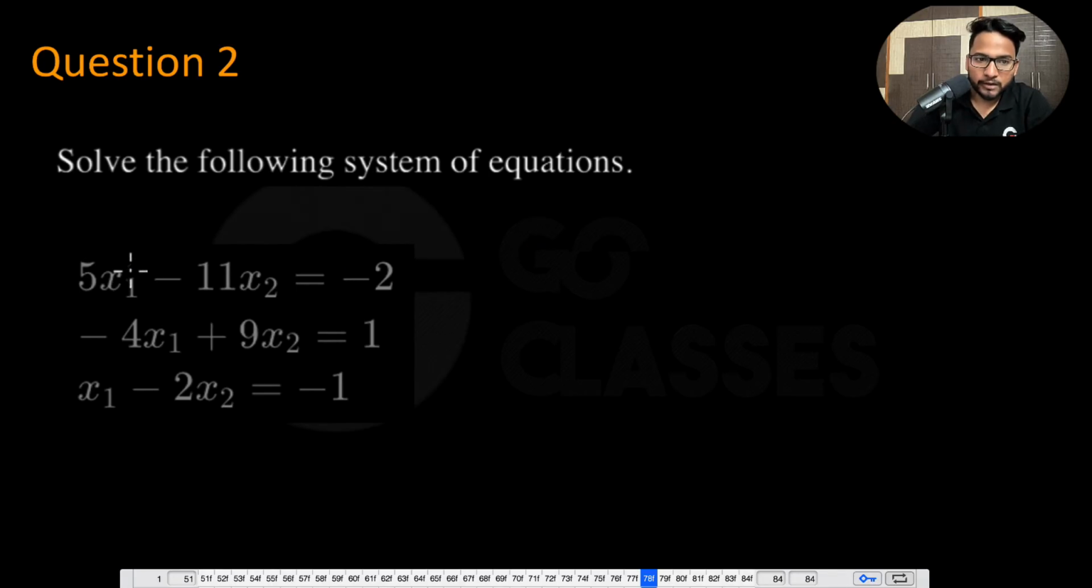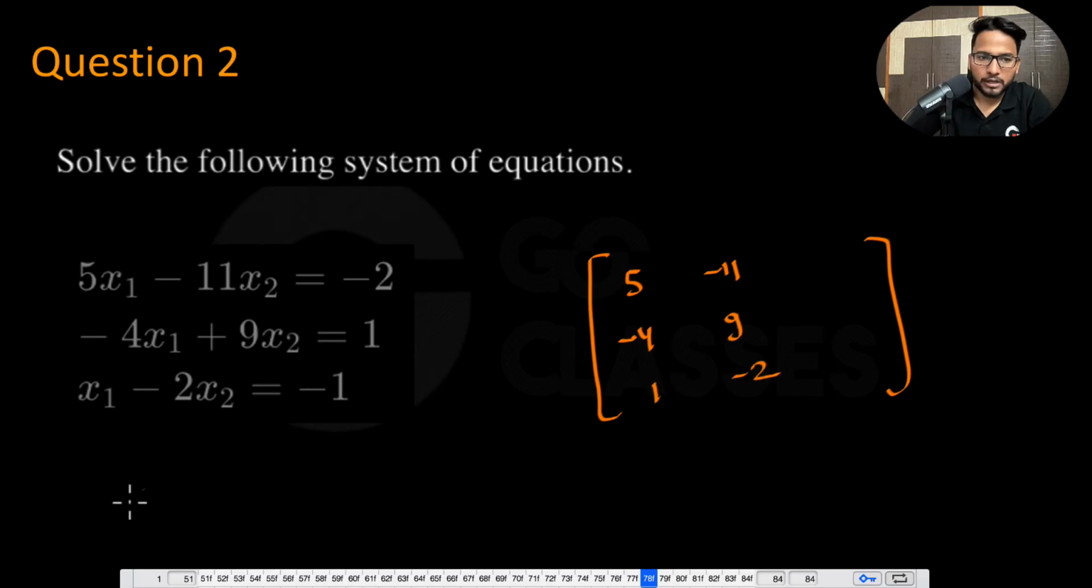See, there are two variables, x1 and x2, which means there will be just two columns, right? So you will be writing two columns, which is basically 5, minus 11, and there will be a column for the augmented vector, right? This is minus 4, 9, and 1, minus 2. And then you have minus 2, here you have minus 2, 1, and 1, minus 1. Now we need to make all of this a 0. Let's do it.